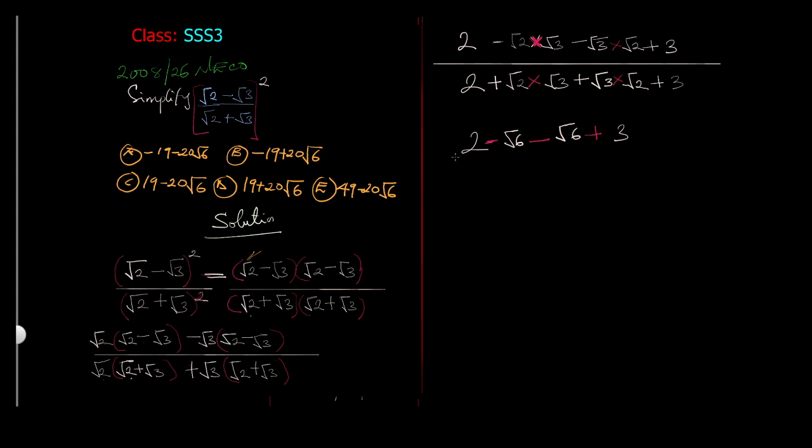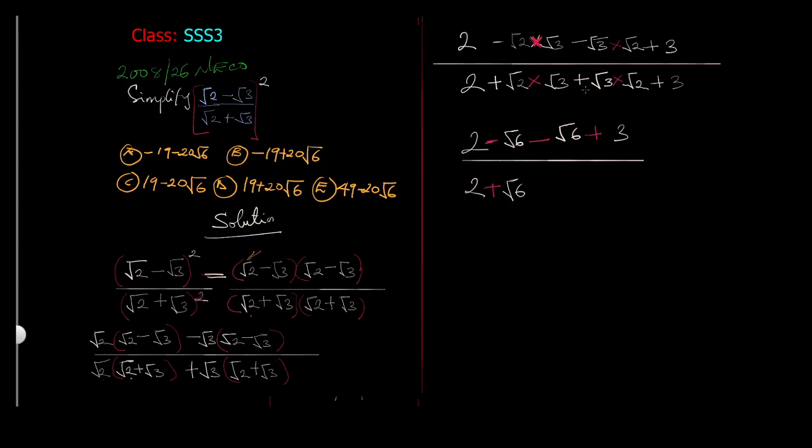Then everything is going to be all over. You maintain it that way. All over. So here, 2 will come down. Now, plus square root of 2 times square root of 3 will give us plus square root of 6. Plus square root of 6. All right, we have done with that one. Now, this other one, square root of 3 times square root of 3.